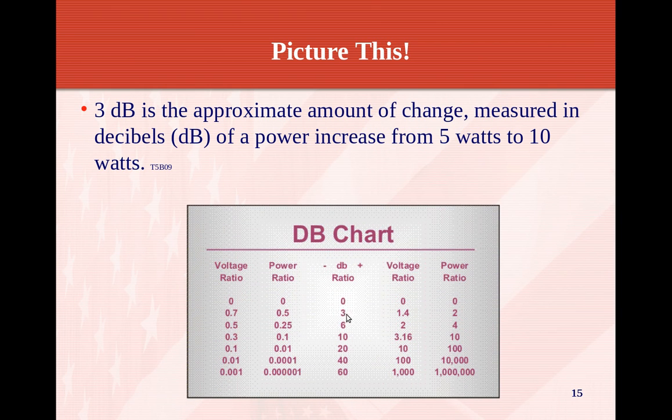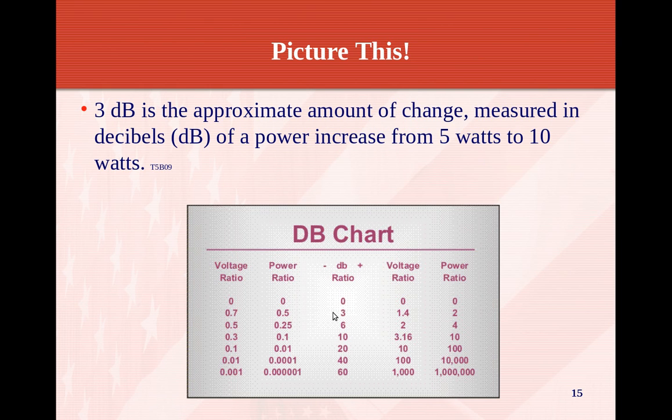So 3 dB, power ratio of 2. 6 dB, you multiply by 4. 10 dB, you multiply by 10. 20 dB, 100. 40 dB, 10,000. 60 dB, 1 million. And that's all plus.